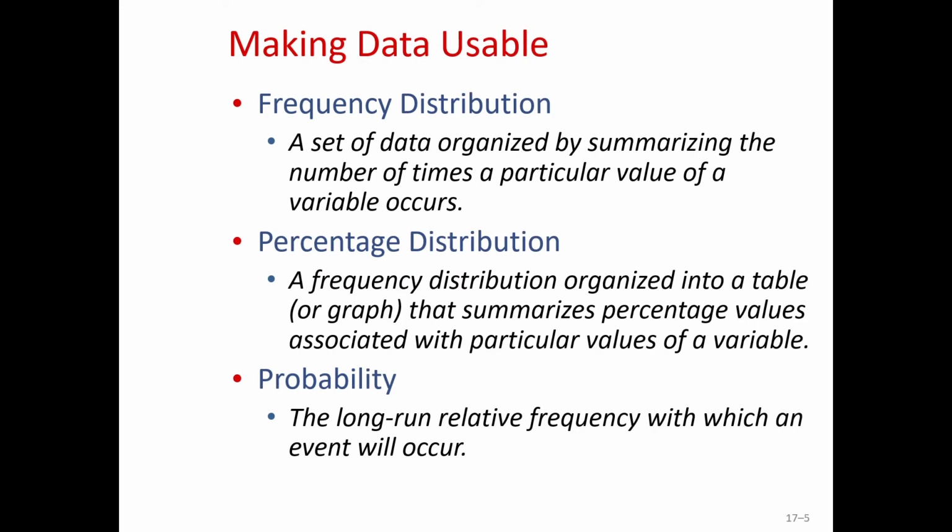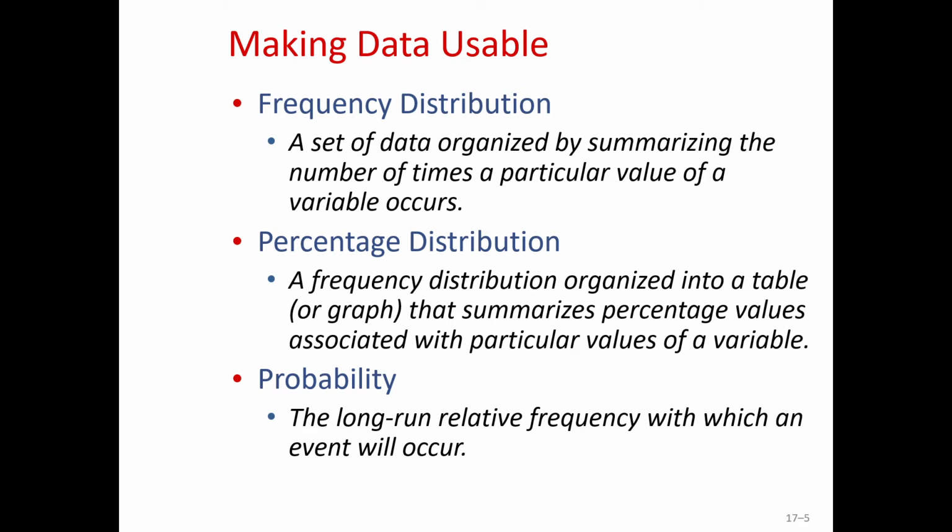Now, how can we make data usable? Methods for doing this include frequency distributions, proportions, measures of central tendency, and measures of dispersion. The first one, frequency distribution, is one of the most common ways to summarize a set of data, which is to construct a frequency table or a frequency distribution. And this process begins with recording the number of times a particular value of a variable occurs.